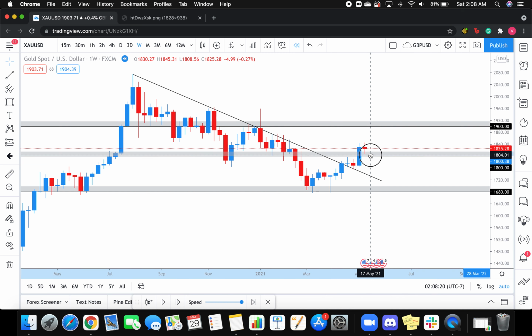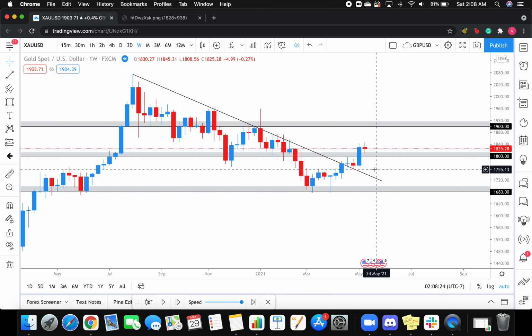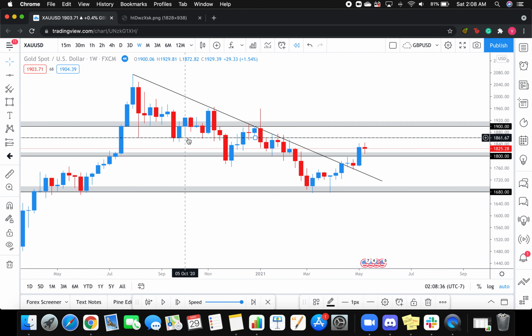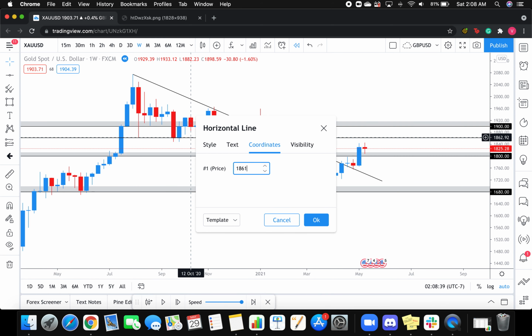respected as support. So this is when this zone was actually adjusted above 1800 to make sure that we're respecting this area as support and then continuing up bullish from here. Another level that I do want to mark out here is that 1860, which is right here.